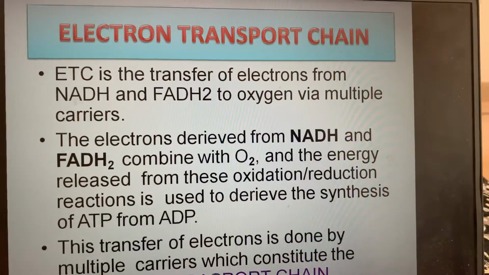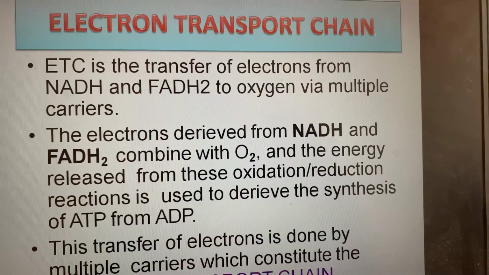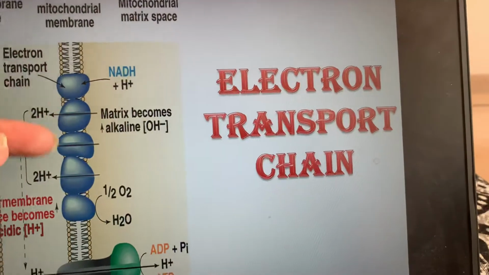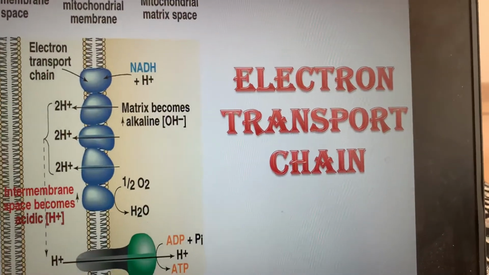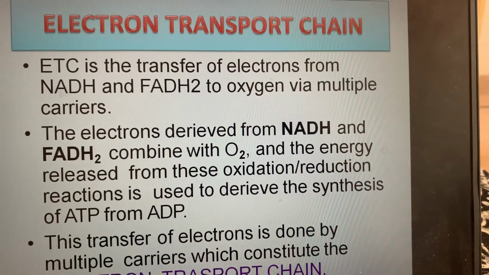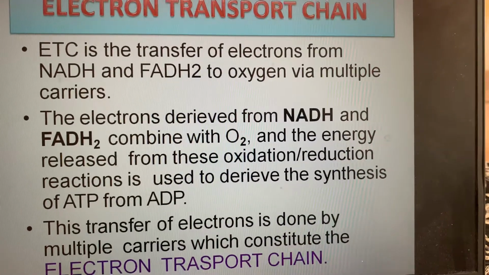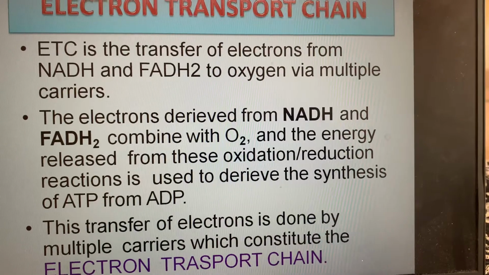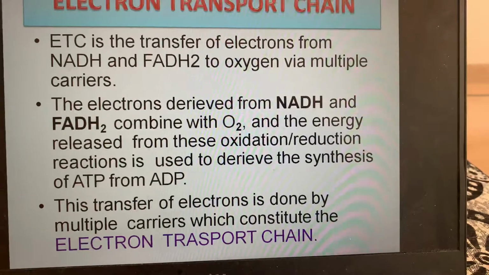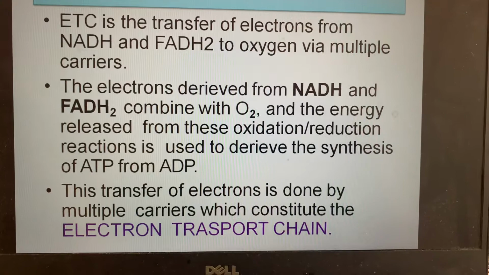ETC is the transfer of electrons from NADH and FADH2 to oxygen via multiple carriers. In this picture, these proteins are type of carriers of these electrons. The electrons derived from NADH and FADH2 combined with oxygen, and the energy released from these oxidation reduction reactions is used to drive the synthesis of ATP from ADP. We will follow these steps, or these all points in detail in further slides.